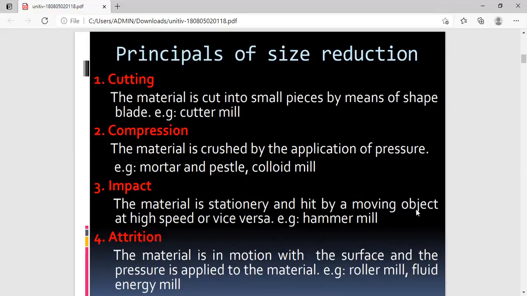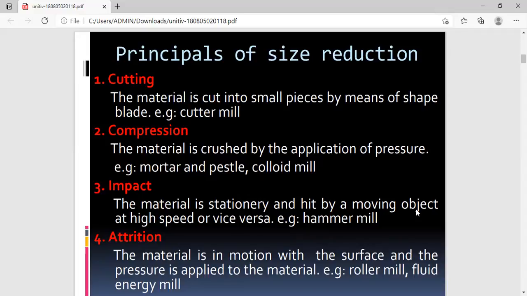So what are the principles that go in size reduction? We have, for example, vegetables. We don't crush them. What we do? We cut them. Similarly, if the products are malleable, it is not easy to crush them. Even if you crush them, they will regain their shape and size. So we undertake cutting in that circumstance. The material is cut into smaller pieces by means of a shape, like a blade, a cutter mill.